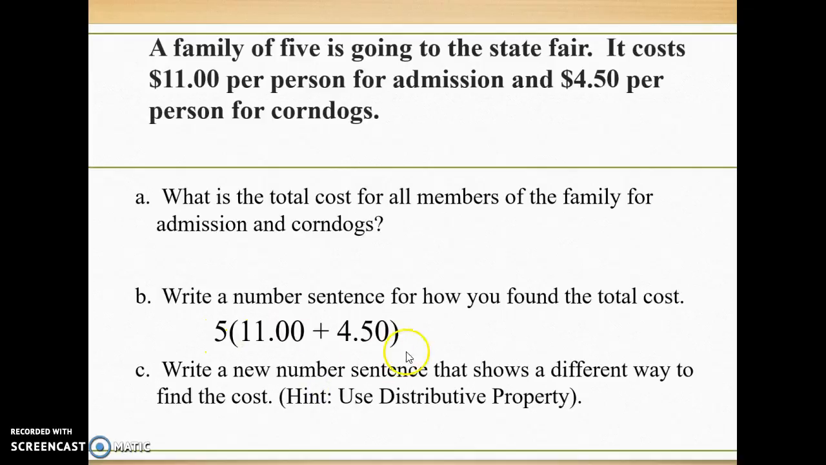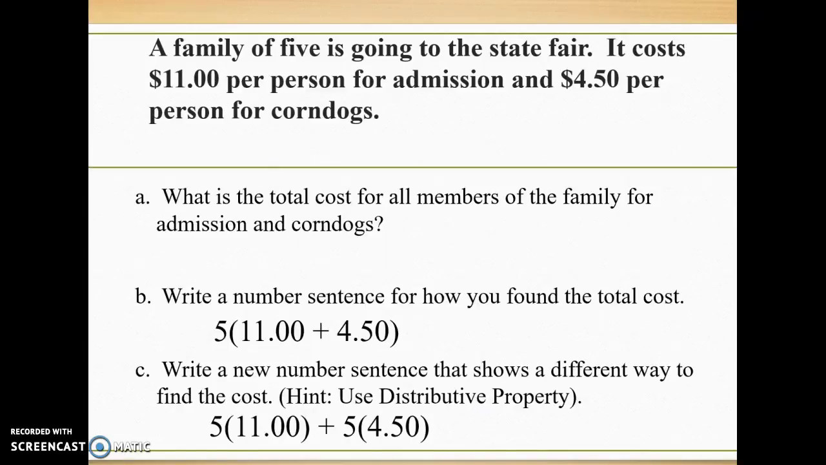Now, some of you will actually do it differently. So write a new number sentence that shows a different way to find the cost. Some of you will say, okay, let's find how much admission is for 5 people by multiplying 5 by 11, and then let's find how much corn dogs are for 5 people by multiplying 5 by $4.50, then add them up. And here is how that would look.